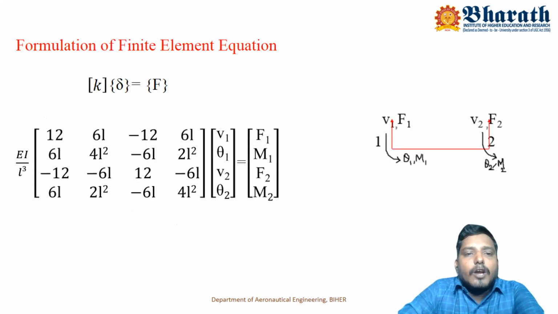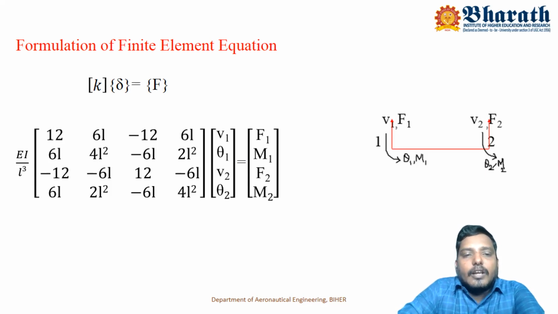Then we have to formulate the finite element equation. We know the finite element equation: k times del equals the force matrix. We already derived the stiffness matrix. If you consider a beam element having 2 nodes, each node having 2 unknowns, what are the 2 unknowns? One is a lateral displacement, another one is rotation. That means v1, theta 1. The node 2 is v2, theta 2.